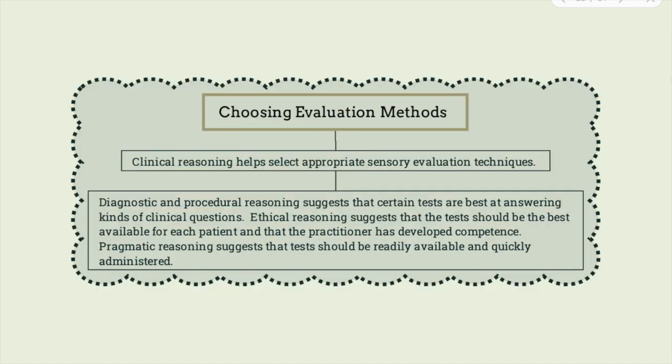Okay, so in choosing evaluation methods, clinical reasoning helps to select appropriate sensory evaluation techniques. So diagnostic and procedural reasoning suggests that certain tests are best at answering certain kinds of clinical questions. Ethical reasoning suggests that the test should be the best available for each patient and that the practitioner has developed competence in those. And then pragmatic reasoning suggests that the test should be readily available and quickly administered. And that's all.